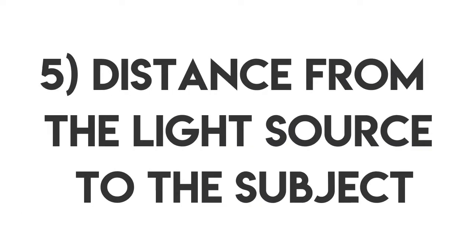Okay, the final way in which you can control the amount of light in your pictures is through the distance of the light modifier. So let's just say that your light is placed 1 meter from your subject and the light is weak. What you can do is move the light closer to the subject, and this way you can increase the amount of light in your picture.